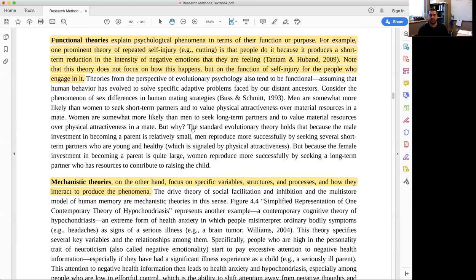Right, so when we have functional theories, it is looking, it's named appropriately, at the function of it. Why does this happen? It's not looking at the how, what led up to somebody actually deciding to do cutting and what's happening in their current life and their past life. None of that stuff matters for functional theories. It's just what is the function of actually doing this, right? What is the function for exercise? What is the function for studying, right? Why are you doing this? Not looking at anything else that explains it, just at that moment, what is going on. So that's a functional theory.